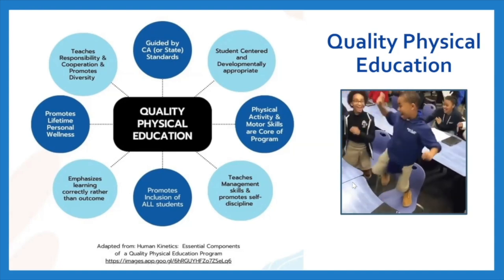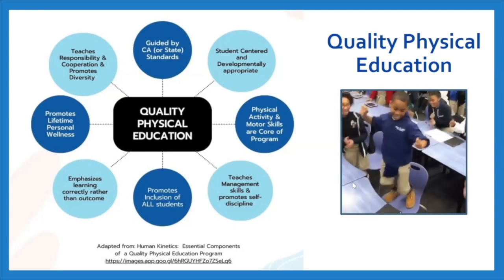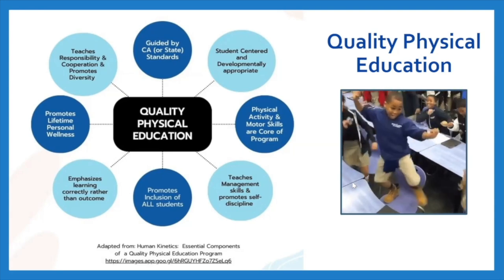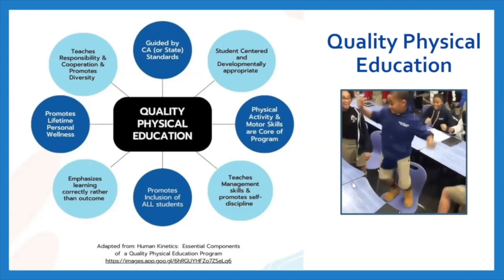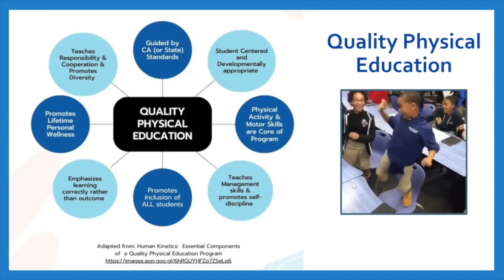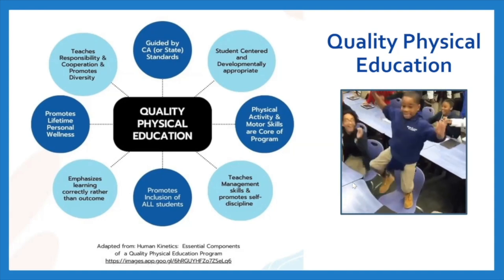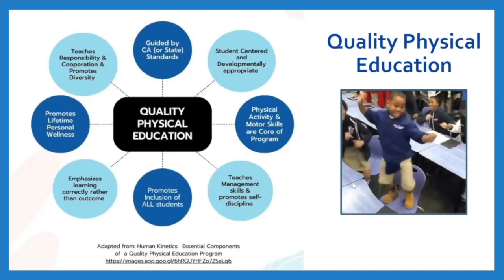But then we continue on, and we want to make sure that we are teaching management skills and we are promoting self-discipline. We want to promote inclusion with all students. We'll talk about that in just a few moments. We want to emphasize learning rather than the outcome. Did they learn what they need to be able to do?